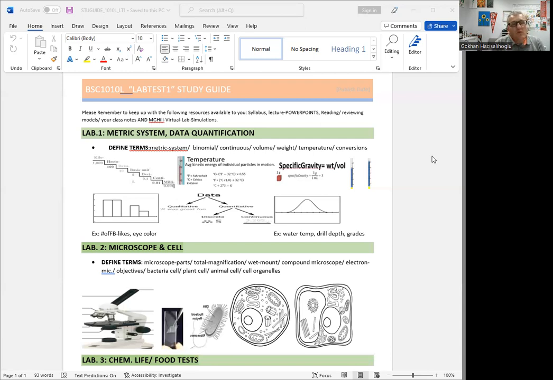And one more item, specific gravity. You should be able to calculate specific gravity, which is the weight of a substance divided by its volume. So make sure that you're familiar with that, okay?